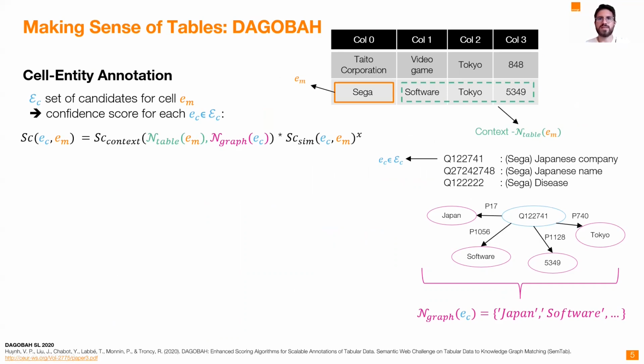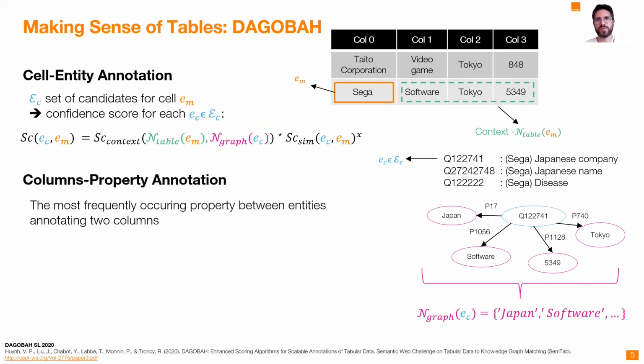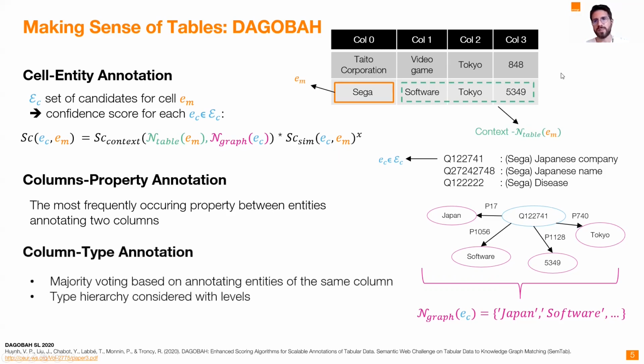Once we have annotated each cell, we perform the columns property annotation task. Here, we choose the most frequently occurring property between entities that annotate 2 columns. Finally, for the column type annotation, there is a majority voting system, which is based on the annotating entities in the same column. However, we also consider the type hierarchy to avoid choosing a too generic or a too specific type.